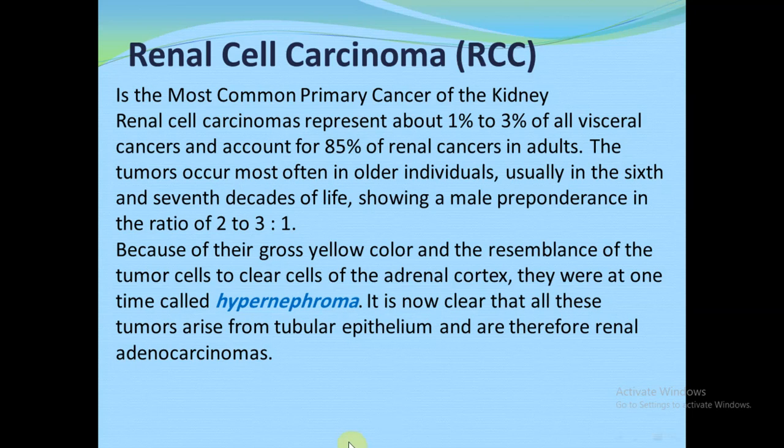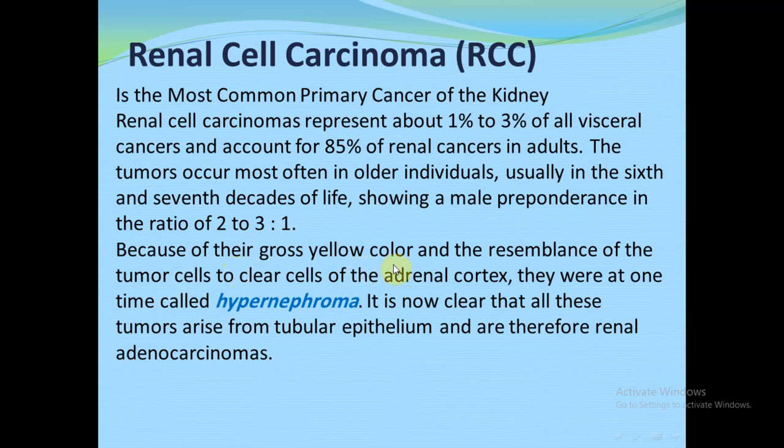The tumor occur most often in older individual, usually in the 6th and the 7th decade of life, and a slight male predominance. مو slight وإنما هو يعني 2 to 3 double تقريبا male to female ratio. 2 to 3 male equal to 1 female.